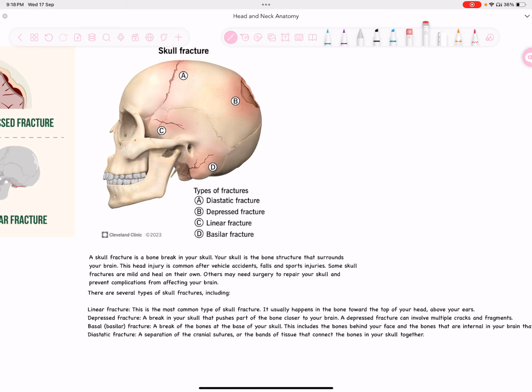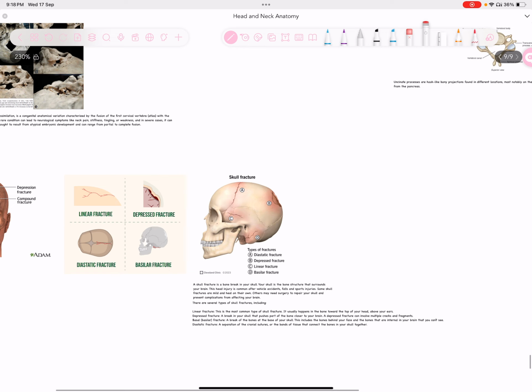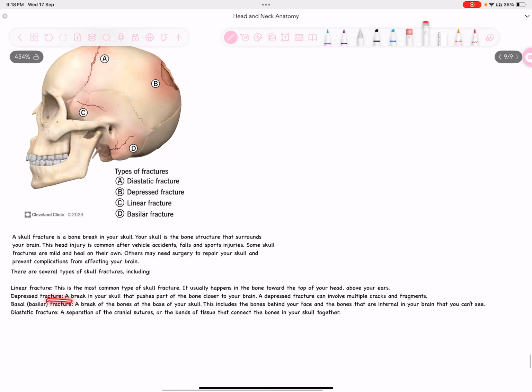A linear fracture is basically the most common type of fracture. It usually happens in the bone toward the top of your head above your ears. So, that's the linear fracture. Now, talking about the depressed fracture, it's a break in your skull that pushes part of the bone closer to your brain. A depressed fracture can involve multiple cracks and fragments. So this is the depressed fracture.